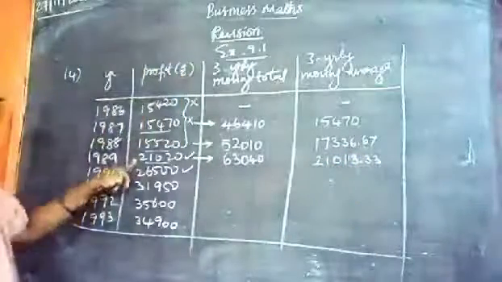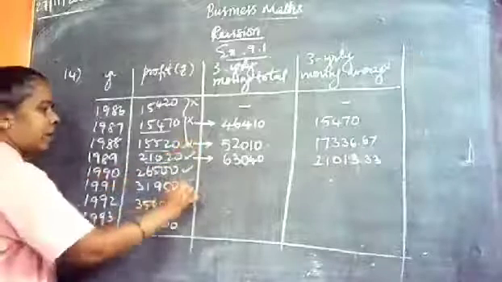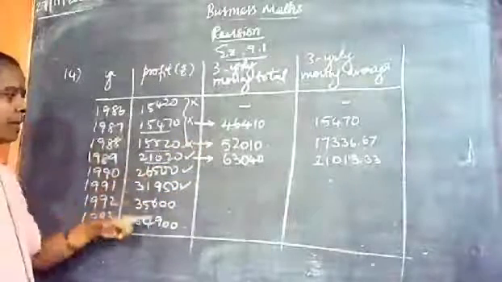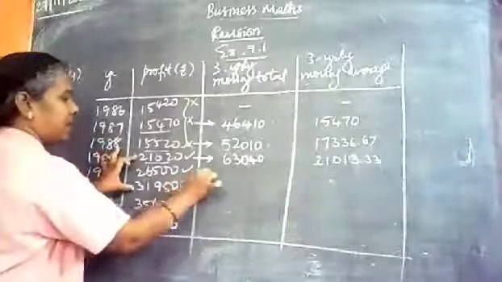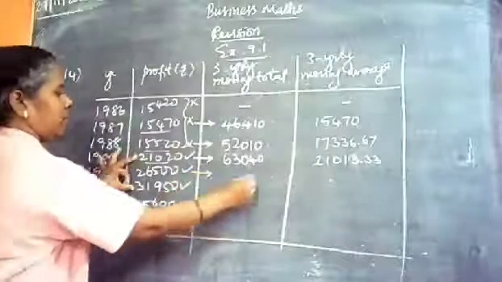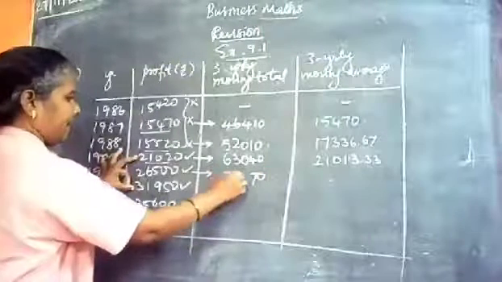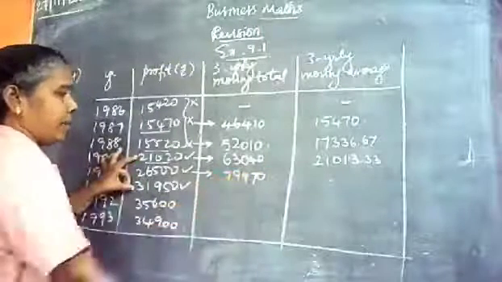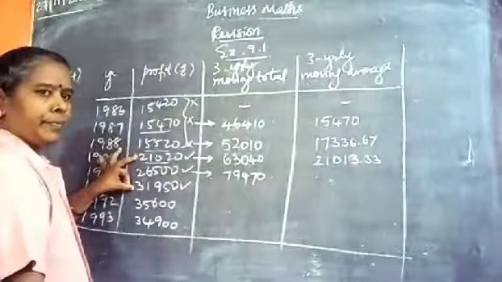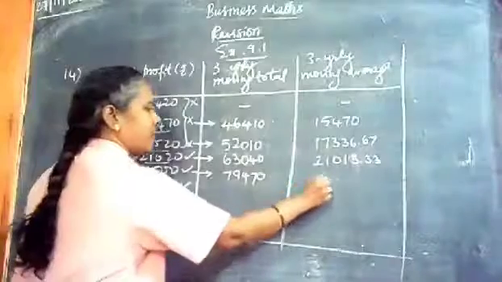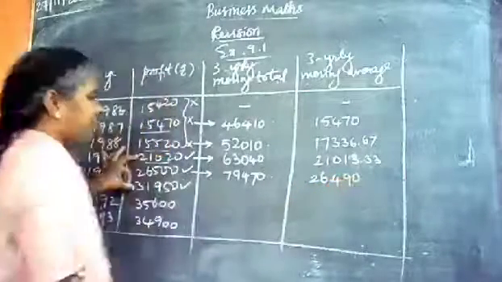Now next, children, leave this number and join this number. Now you can add all these 3 numbers and write the answer in the middle. The total is 79,470. Divide by 3 and write the answer here: 26,490. It is an exact division.